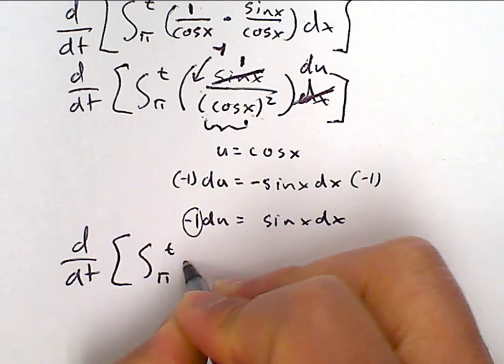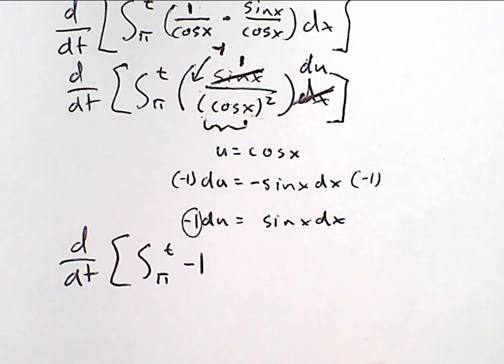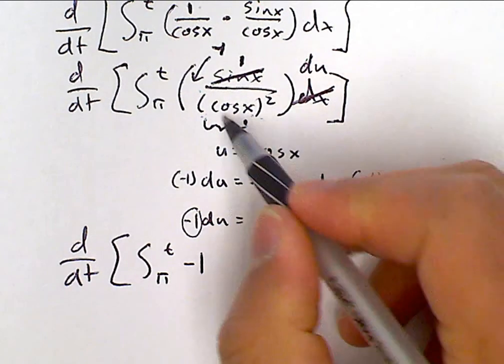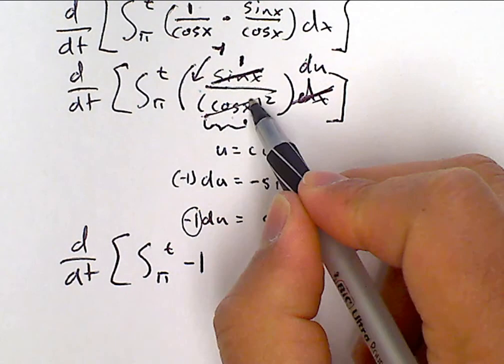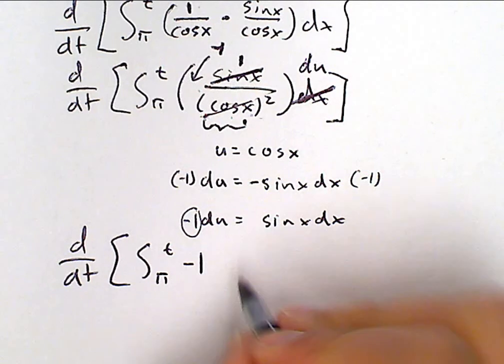Negative 1. Now the steps become easy if you realize I am replacing, I am replacing, I am replacing. So what do I write here?